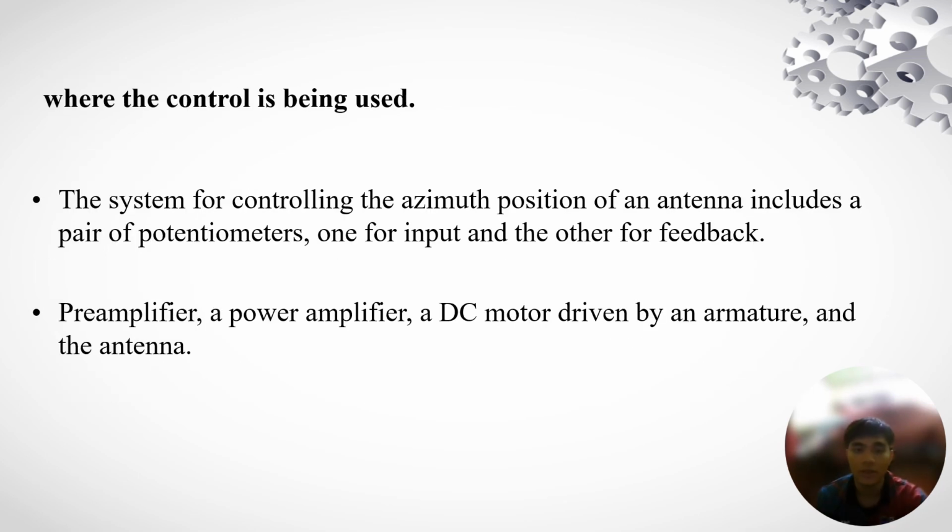Okay, where the control is being used. The system for controlling the azimuth position of an antenna includes a pair of potentiometers, one for the input and the other for the feedback. The system also has a preamplifier, a power amplifier, a DC motor driven by the armature, and the antenna. A parabolic dish antenna placement system is used to automatically direct the antenna to the intended targets.